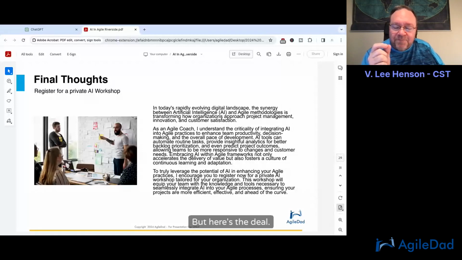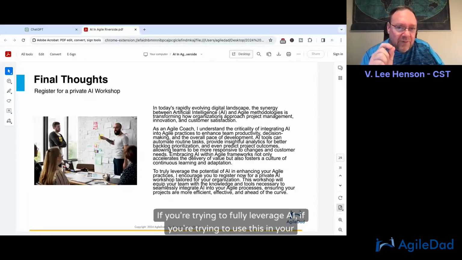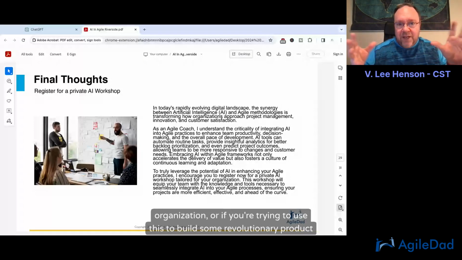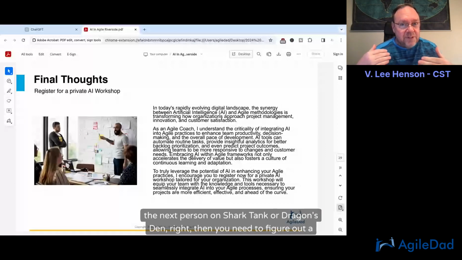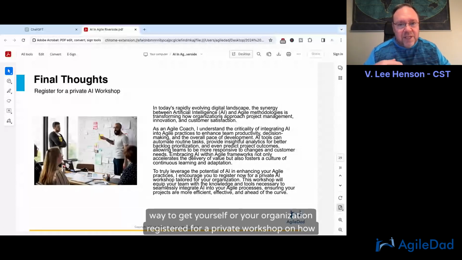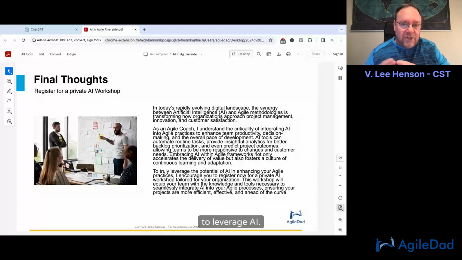But here's the deal. If you're trying to fully leverage AI, if you're trying to use this in your organization, or if you're trying to use this to build some revolutionary product or service and take an idea that you have and bring it to market, if you want to be the next person on Shark Tank or Dragon's Den, right, then you need to figure out a way to get yourself or your organization registered for a private workshop on how to leverage AI.